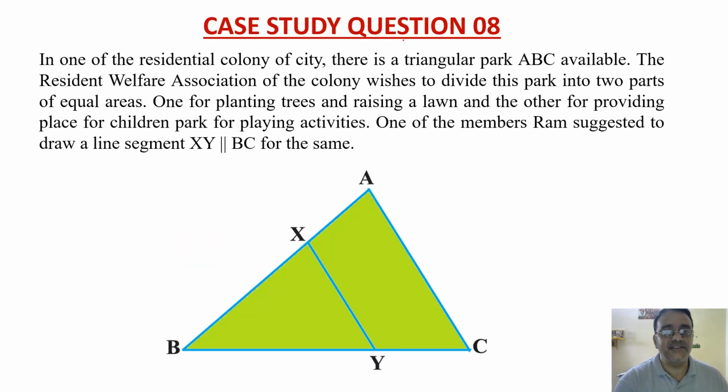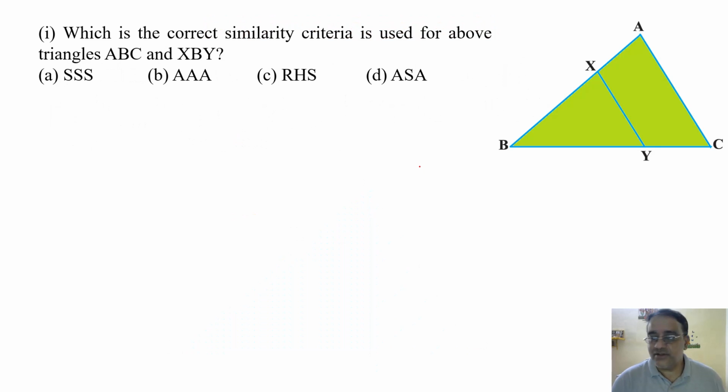In one of the residential colonies of a city, there is a triangular park ABC available. So this is the park. The resident welfare association of the colony wishes to divide this park into two parts of equal areas, one for planting trees and raising a lawn, and the other for providing a place for children to play. One of the members, Ram, suggested to draw a line segment XY parallel to AC. This is AC, right? XY parallel to AC for the same. Okay. So now based on this, a few questions are there.